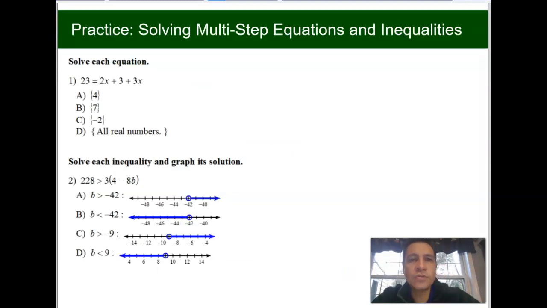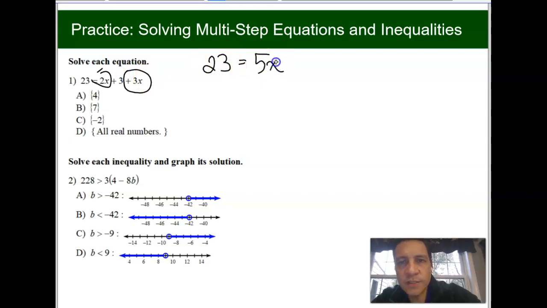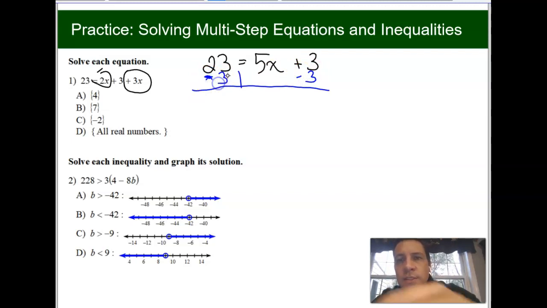Okay, here are a few for you to try on your own. 23 equals 2x plus 3 plus 3x. I'm going to combine those like terms here. So I get 23 is equal to 5x plus 3. And now I want to zero out the constant that's on the side with the variable. So I was adding 3 to 5x. I'm going to subtract 3 on both sides.